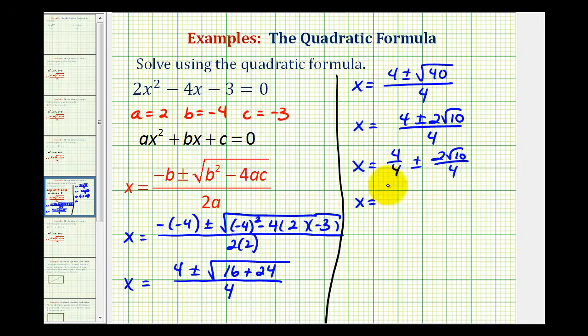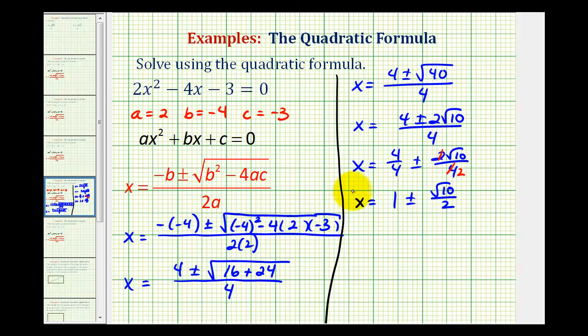We have x equals, this would be 1 plus or minus, here the 2 and the 4 simplify. This simplifies to 1, this simplifies to 2. So we'd have square root 10 all over 2. Notice we have two real irrational solutions. One solution is 1 plus square root 10 over 2. The other solution is 1 minus square root 10 over 2.